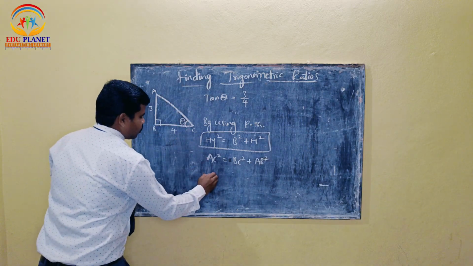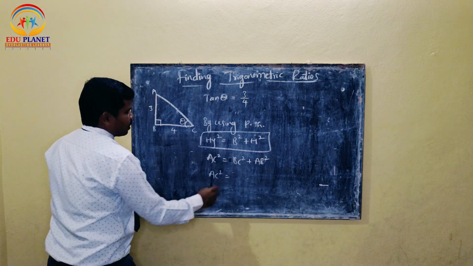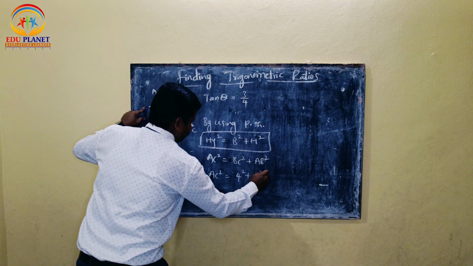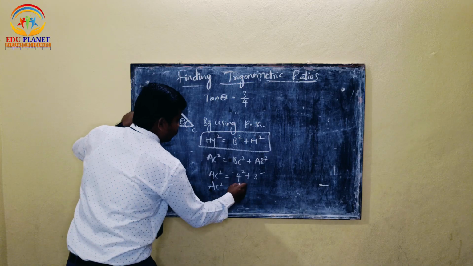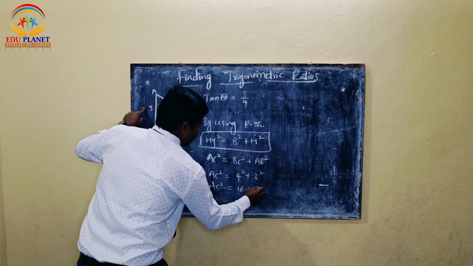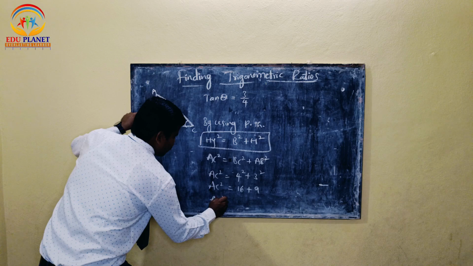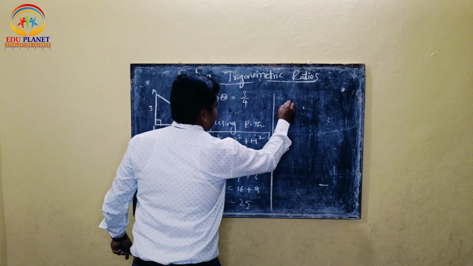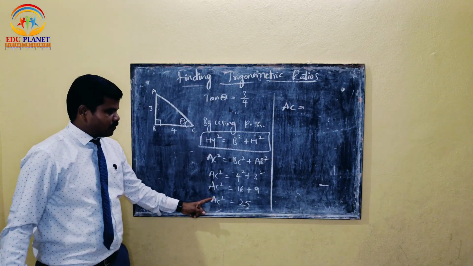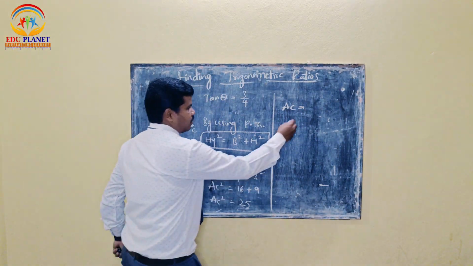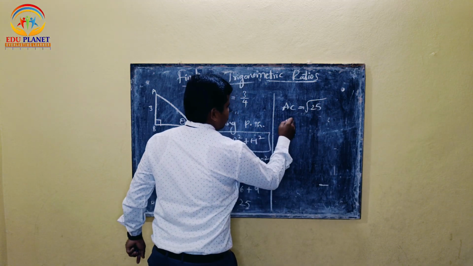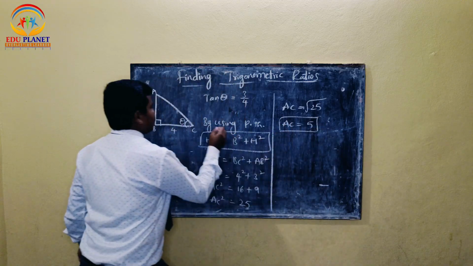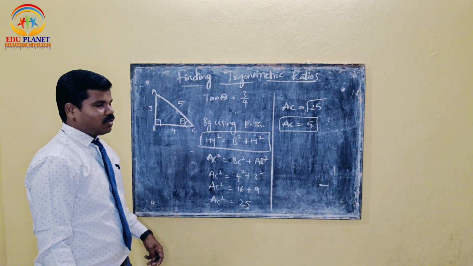AC square, AC value not given, unknown side. BC square means 4 square plus AB square 3 square. AC square equals 4 square, 16, plus 3 square, 9. AC square equals 16 plus 9, 25. If I bring the square to the right-hand side, it becomes root 25. AC equals square root of 25, which gives us 5. That's all. The third side we have also successfully found.